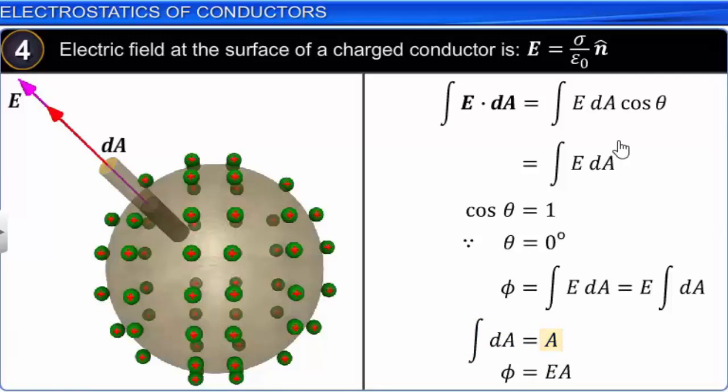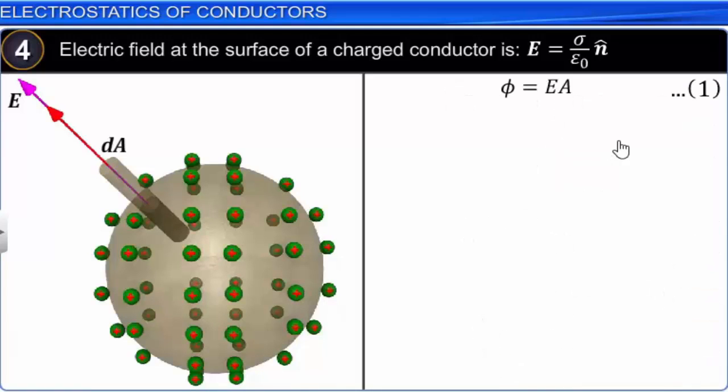But according to Gauss' law, we have phi equal to Q in by epsilon naught. Here, Q in is the charge enclosed by the Gaussian surface. Since the surface charge density of the surface of the conductor is sigma, we have Q in is equal to sigma A.